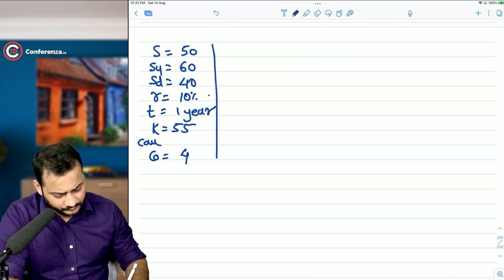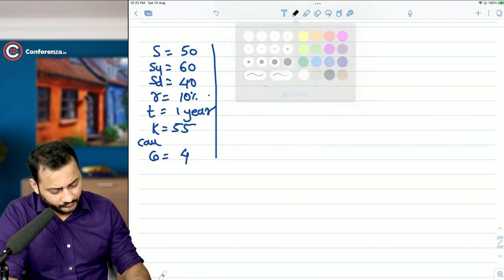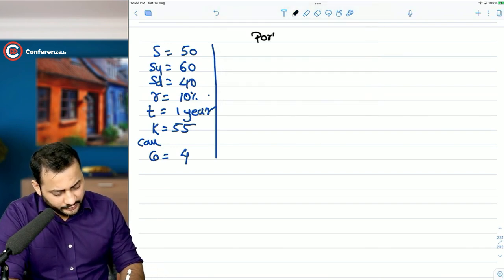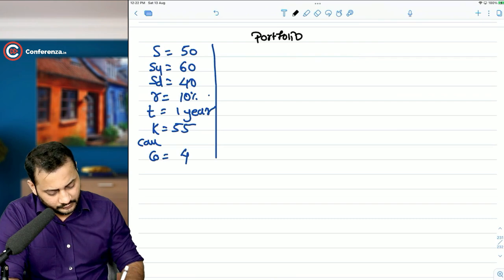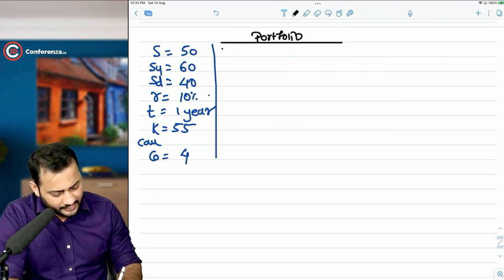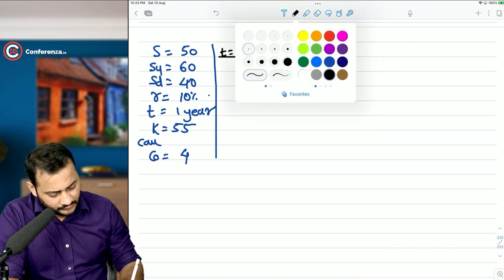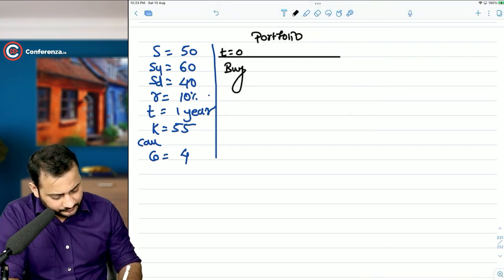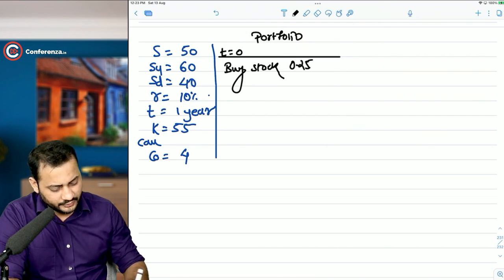Now, let's do one thing. This is going to be a portfolio, and just pay close attention to what I'm doing. At time 0, I am buying the stock. How much stock? Sir, 0.25 stock only.